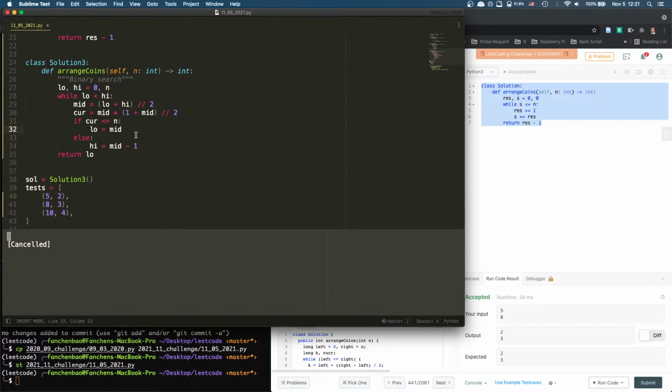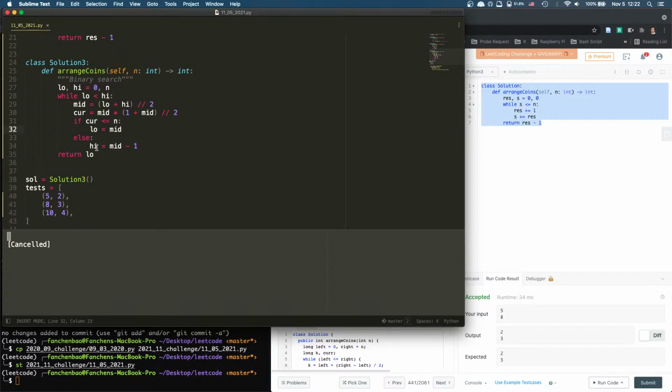Why is this one not working? Again, mid is 2, and it's too small, so low equals 2. Alright, so high is 5. Going back in, 5 and 2 will give us 3, right? So current will be 3 times 4 divided by 2. That's 6. That's too big.